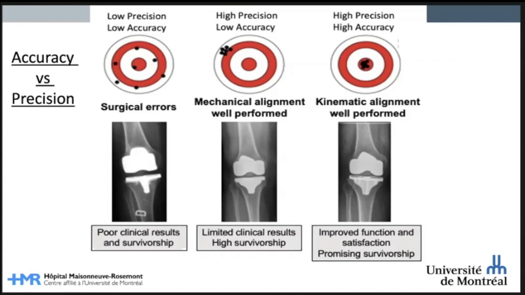Increasing this precision has no effect on patient outcome and satisfaction, so we improved precision but we were in fact not accurate. We were not targeting the right bullseye. Using a kinematic alignment technique with high precision tools, we have high precision and high accuracy, because we're shooting at the right goal, and we should expect to improve our patient function and satisfaction.